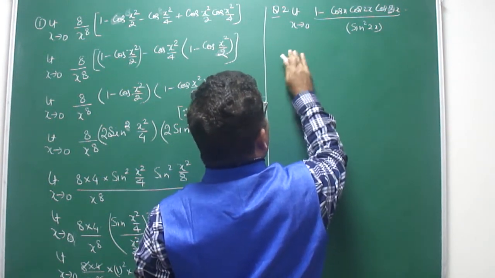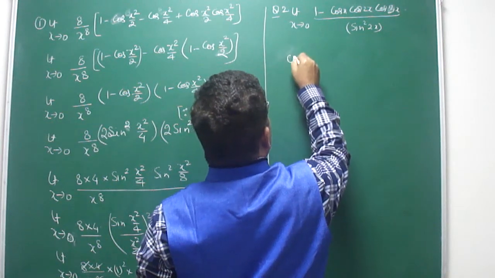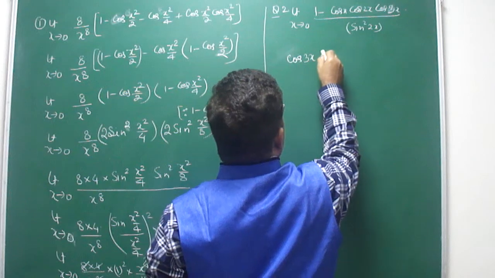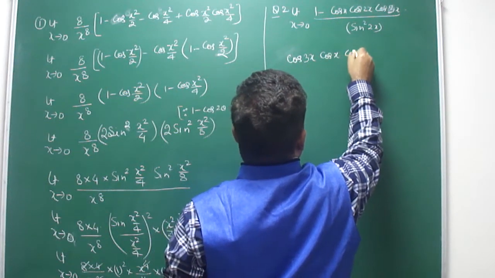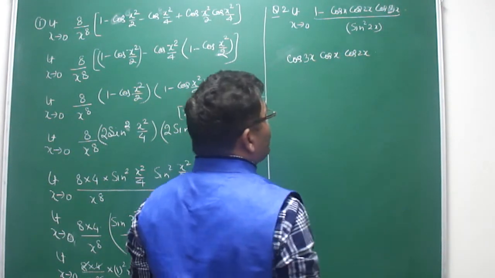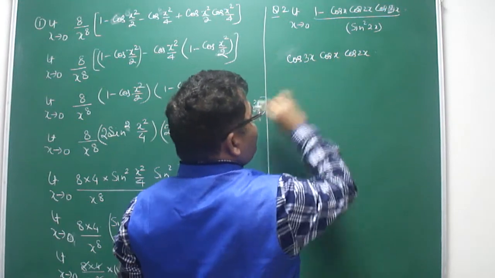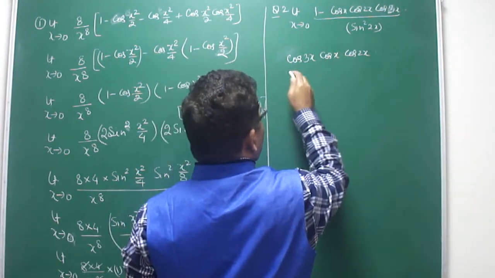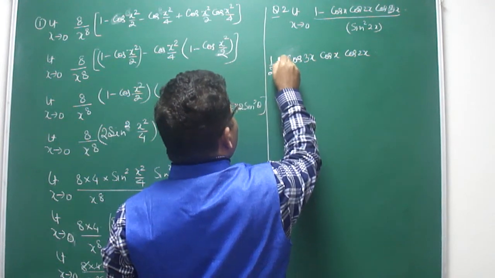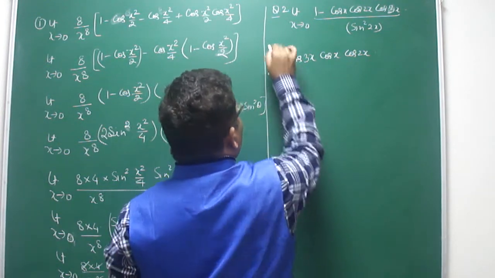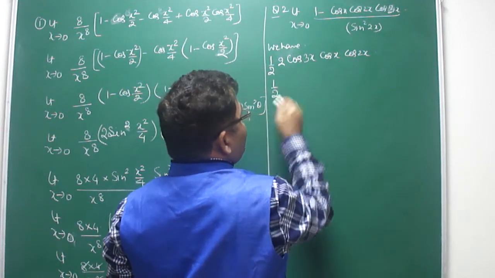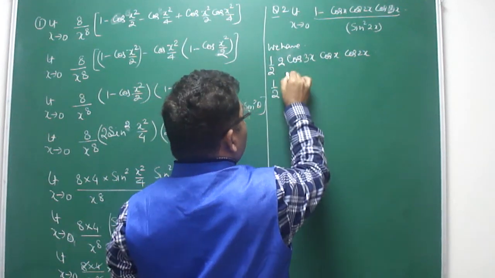1 minus cos x, cos 2x, cos 3x can be written as cos 3x, cos x, cos 2x, right? Because it is a product, we can rearrange them: cos 3x, cos x, cos 2x. I can divide by 2 and multiply by 2. We have this, this is 1 by 2, 2 cos A cos B.